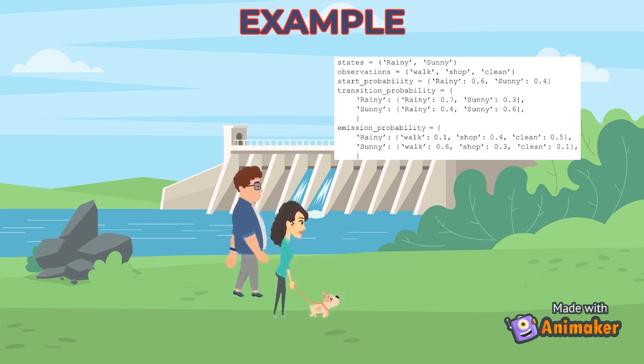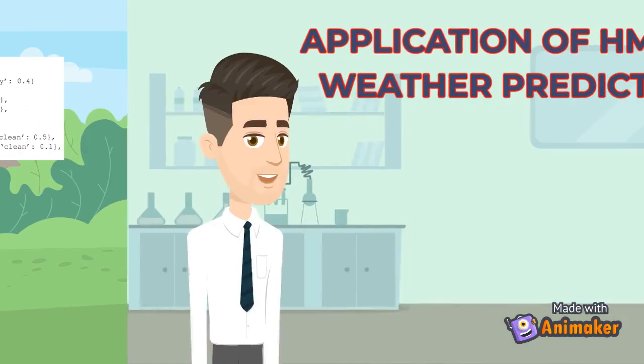In this example, there is only a 30% chance that tomorrow will be sunny if today is rainy. The emission probability represents how likely Bob is to perform a certain activity on each day. If it is rainy, there is a 50% chance that he is cleaning his apartment. If it is sunny, there is a 60% chance that he is outside for a walk.